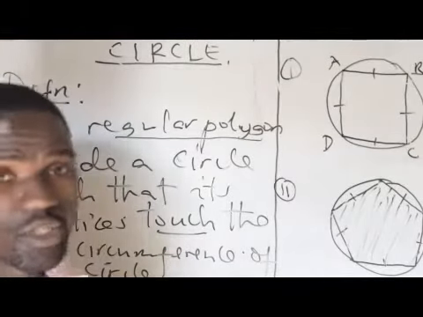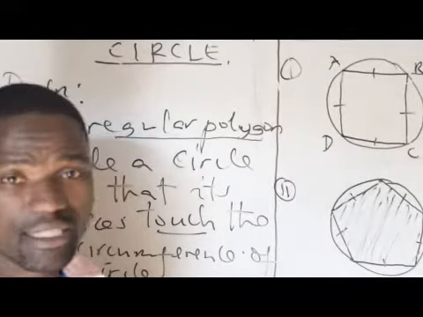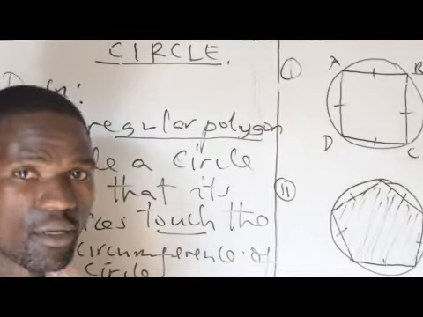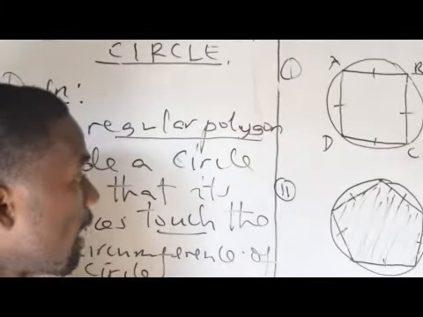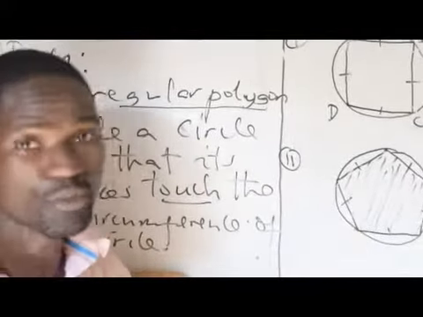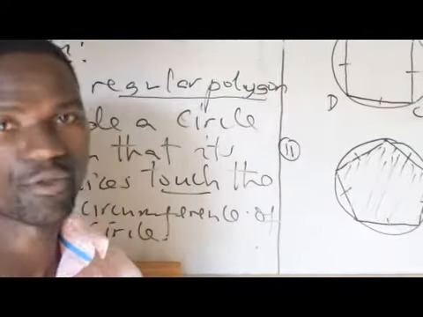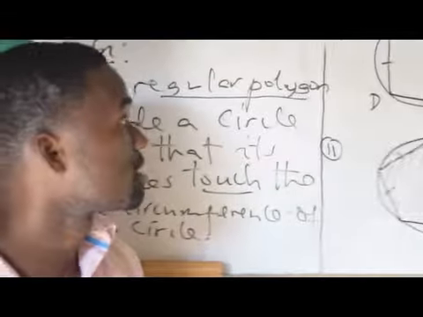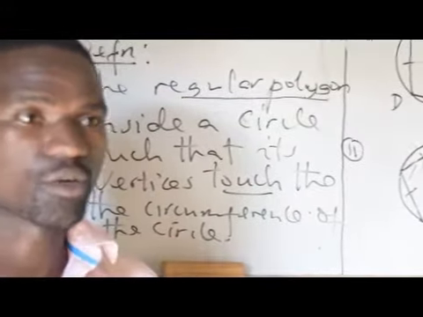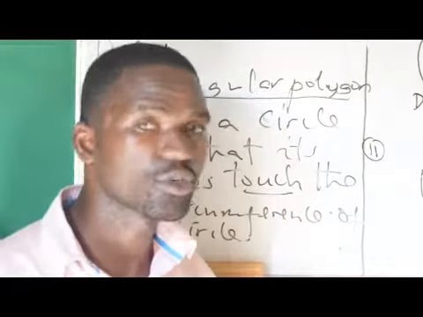So you can draw any regular polygon inside the circle, no problem. You can draw a hexagon, no problem. But I hope as the number of sides becomes many, it will be practically difficult for you to draw. But a square, pentagon, or maybe an equilateral triangle is easy for you to draw. That's no problem.